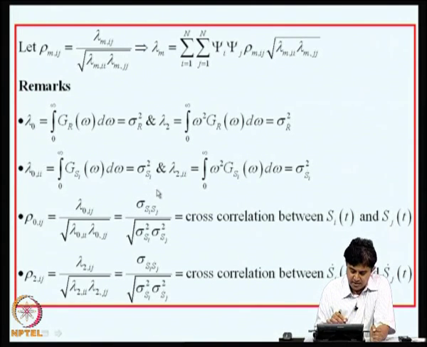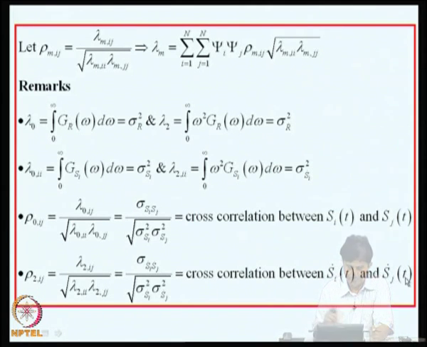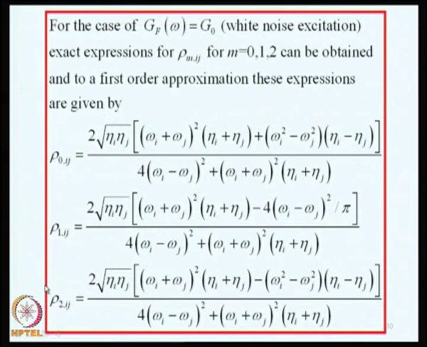Now, associated with m equal to 0 and 2, we can define rho 0 i j as lambda 0 i j divided by this square root, and if we now interpret these moments in terms of the associated variances and cross variances, you can convince yourself that this rho 0 i j is nothing but the cross correlation between S i of t and S j of t. Similarly, rho 2 i j is the cross correlation between S i dot and S j dot. This i j indicate the indices applied on the generalized coordinates.